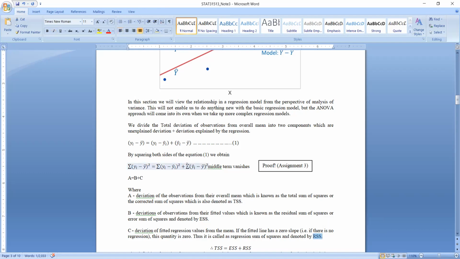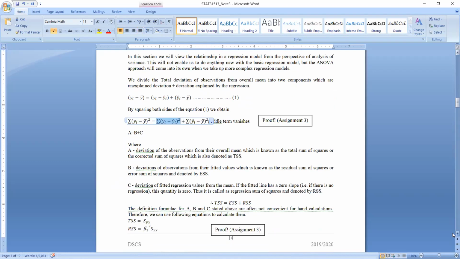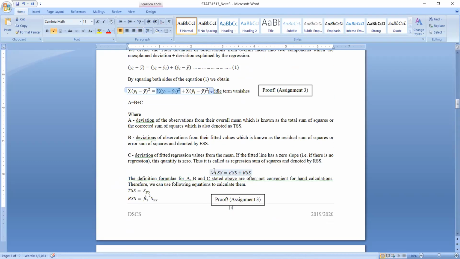So here we can find this sum of square error, sum of square regression, and sum of square of totals using these equations. And we can say this total sum of square is equal to regression sum of square and error sum of square. So we can actually write at the end, our total sum of square is equal to error sum of square plus regression sum of square.